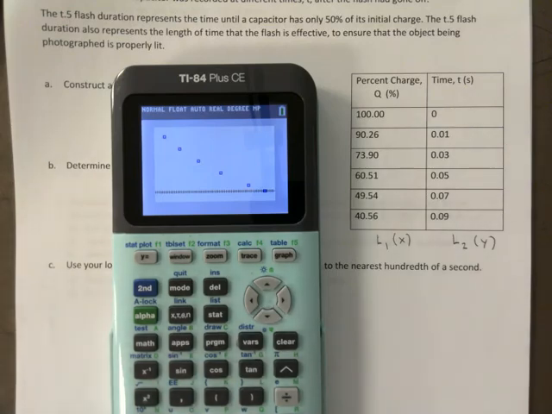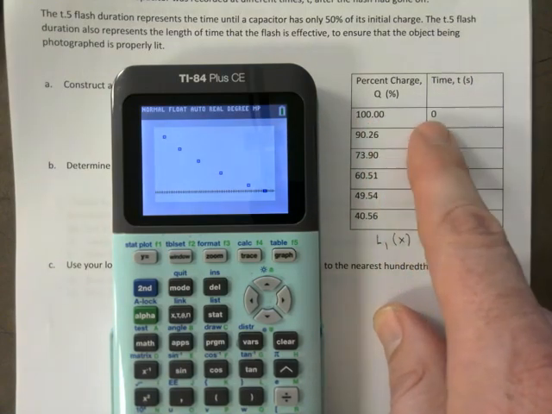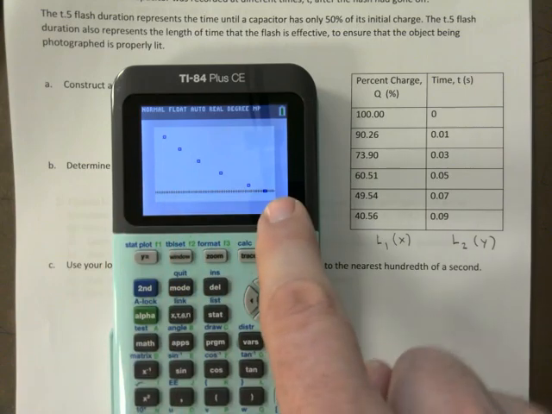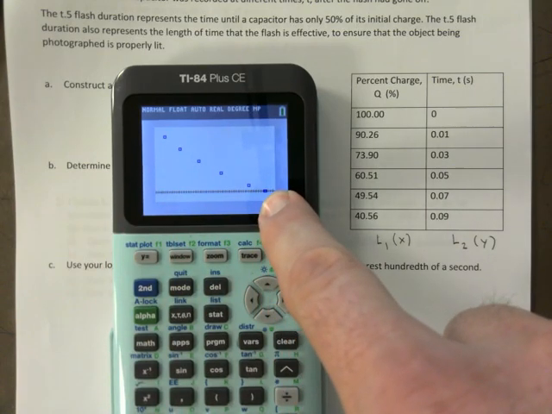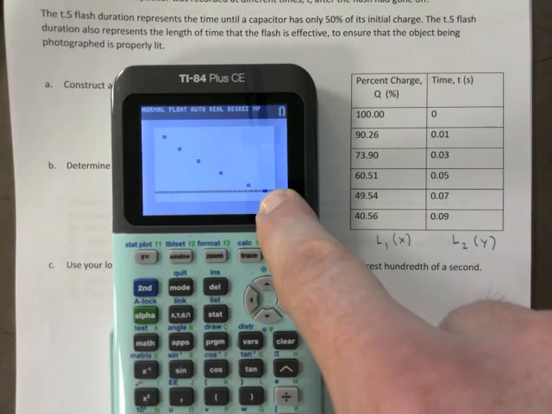Can this be an exponential function? What is this here? 100, 0. What would that be in our case? The x-intercept? Does an exponential function have an x-intercept? No. So that rules it out.